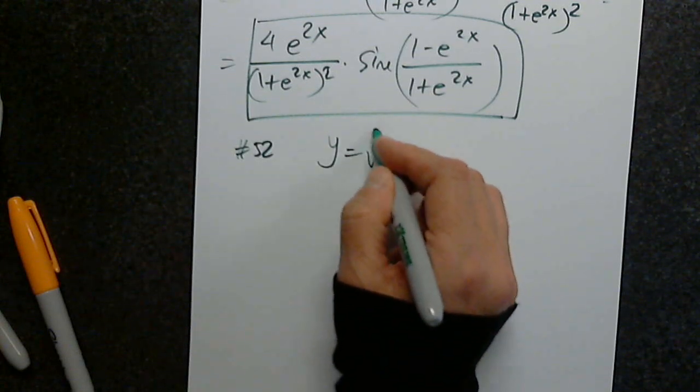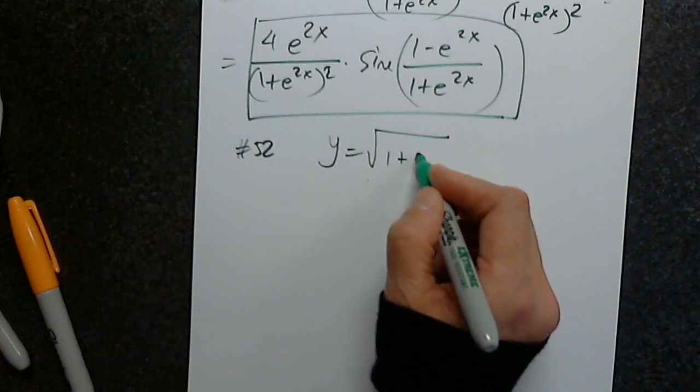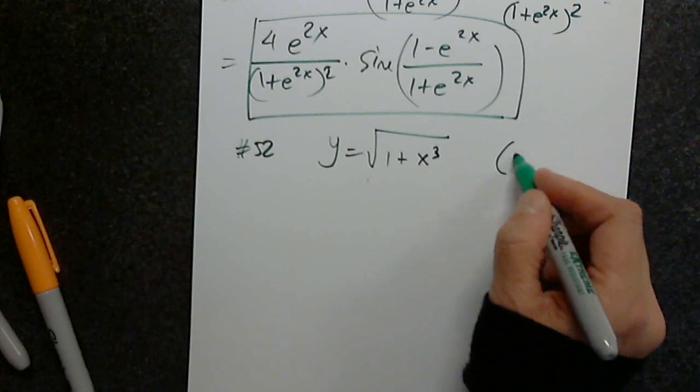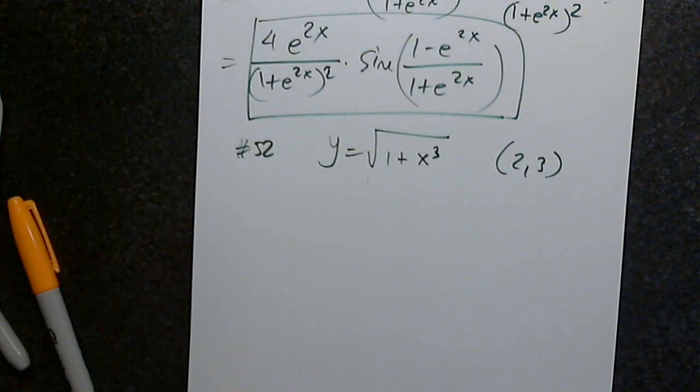We have y equals the square root of 1 plus x to the third, I see. Is it x to the third? Yes. Very good, thank you. Of course it is, because 1 plus x cubed, when I plug in 2, I get 3. Okay, we're asked, find the equation of the tangent line to the curve at a given point.